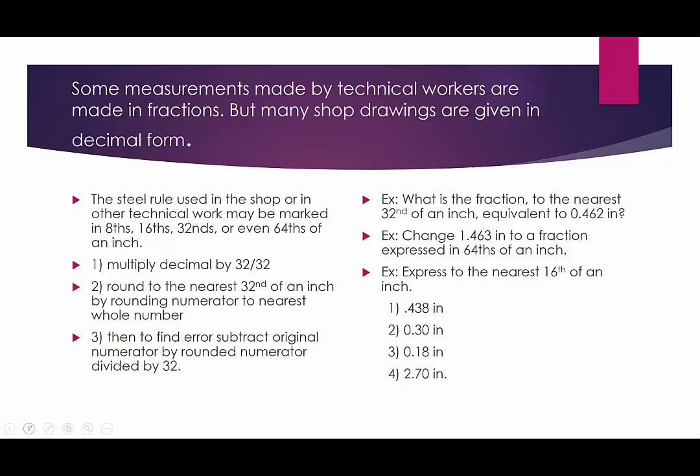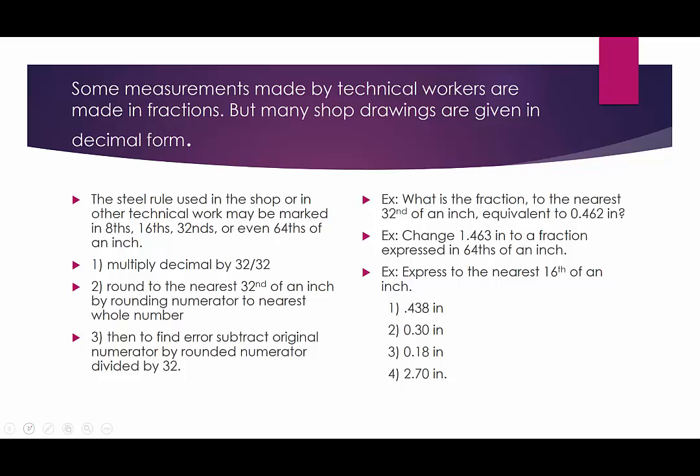Some measurements made by technical workers are made into fractions, but many shop drawings are given in decimal form. So the steel rule used in shop or other technical work usually is in 8ths, 16ths, 32nds, or even 64ths of an inch. So here are the directions. If they were asking for the 32nd, you would multiply your decimal by 32 over 32. Then you would round it to the nearest 32nd of an inch, and then find the error by subtracting the original numerator that's divided by 32. There are some good examples of this in your book, section 2.1, so you can also look that up.